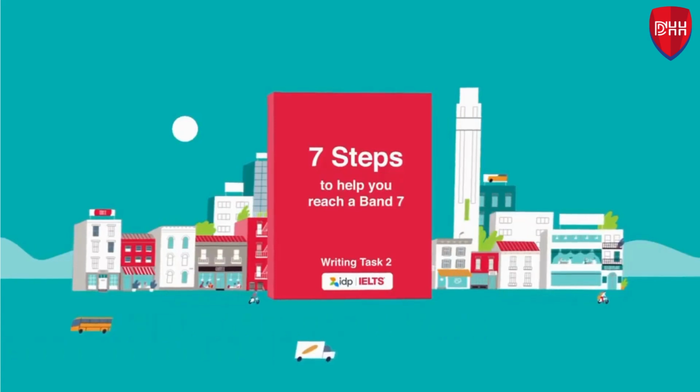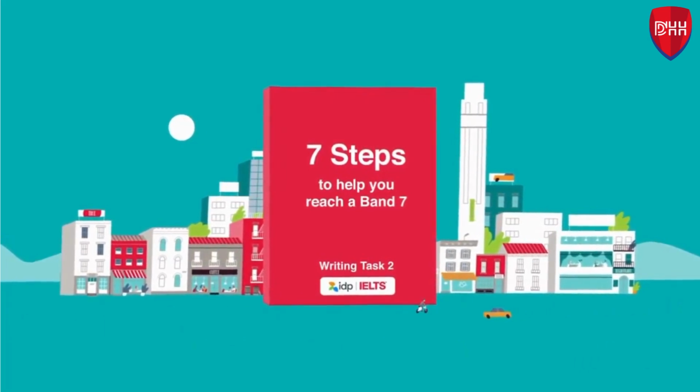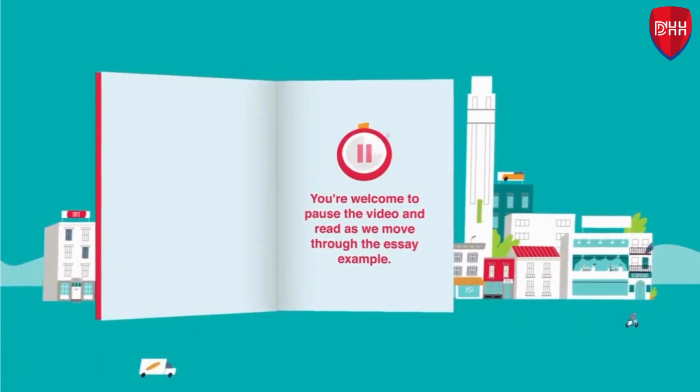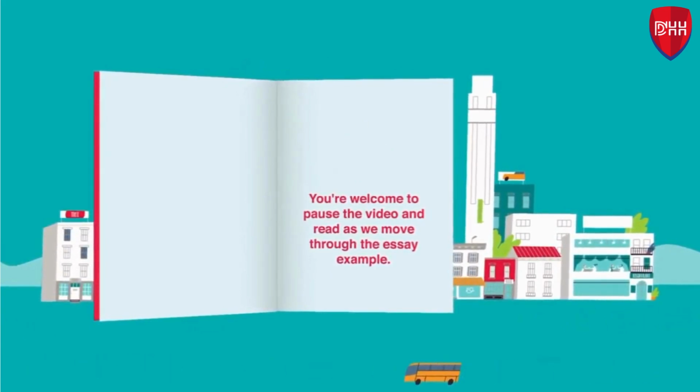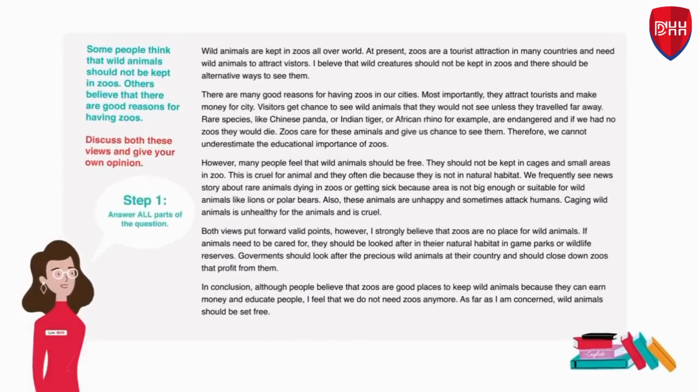Hey IELTS test takers, we're here today to give you 7 steps to help you reach a Band 7 on IELTS Writing Task 2. You're welcome to pause the video and read as we move through the essay example. Let's begin. Step 1. Answer all parts of the question.